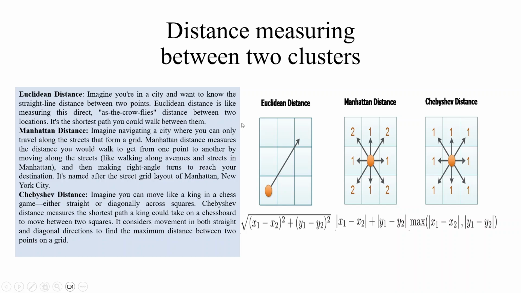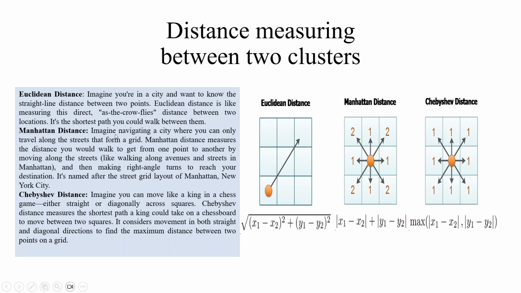Now, how to measure the distance between two clusters? We are having three methods. Most of the time, we work on first two methods only. Euclidean distance. Imagine you are in a city and want to know the straight line distance between two points. Euclidean distance is like measuring this direct, as the crow flies, distance between two locations. So it's a direct distance. It's the shortest path you could walk between them.